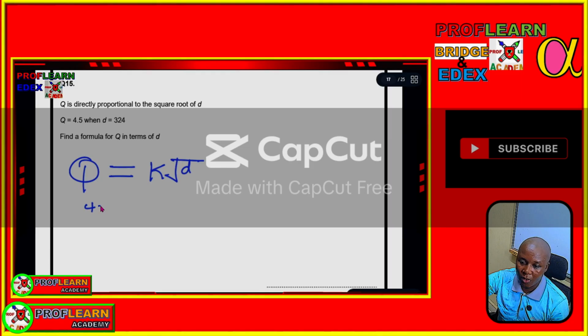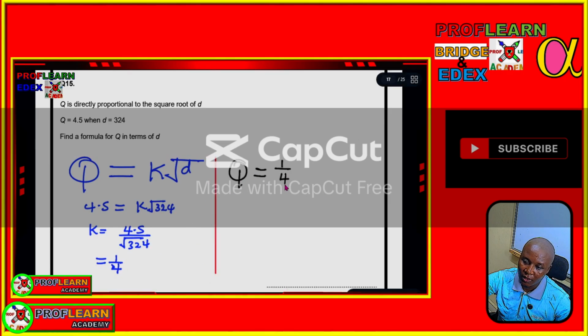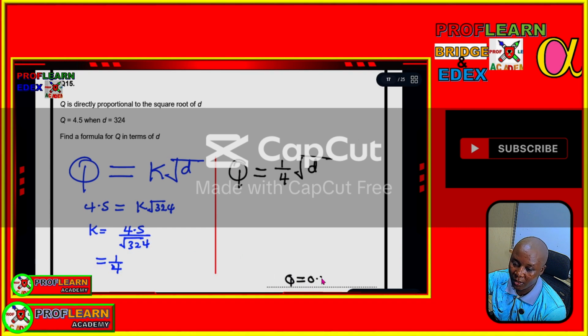Because we are told that Q is 4.5, we shall say 4.5 equals K root 324, so that we can find the exact value of K. If you work it out, the value of K here is going to be 1 over 4, which is 0.25. And then Q equals 0.25 root D is the formula we were supposed to come up with in this case.